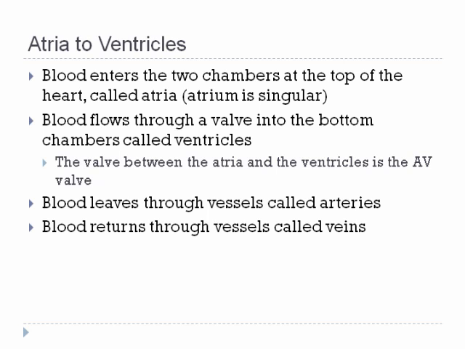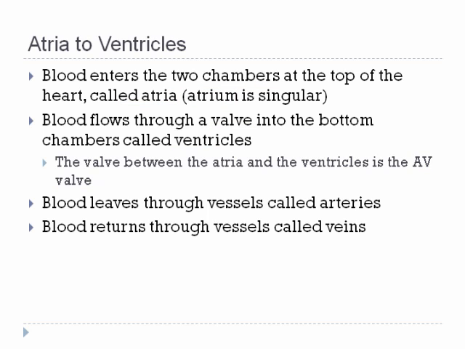Now, the other structure that we haven't talked about yet that we can start to talk about are structures called valves. There are valves in the heart that prevent backflow. So this flow of blood is unidirectional. This is a one-way flow of blood. Blood enters the two chambers at the top of the heart. Atrium is singular, atria is plural. Blood flows through a valve into the ventricle.